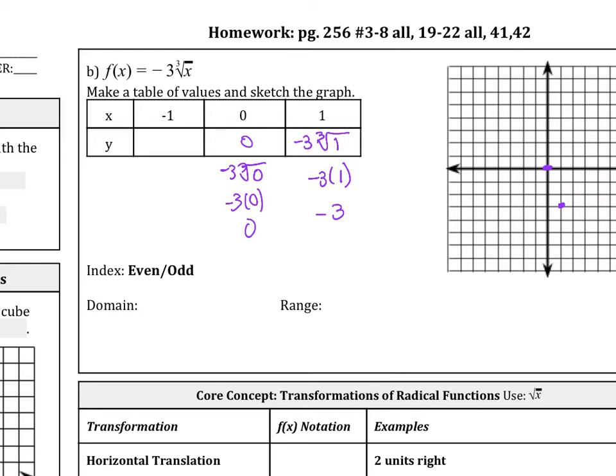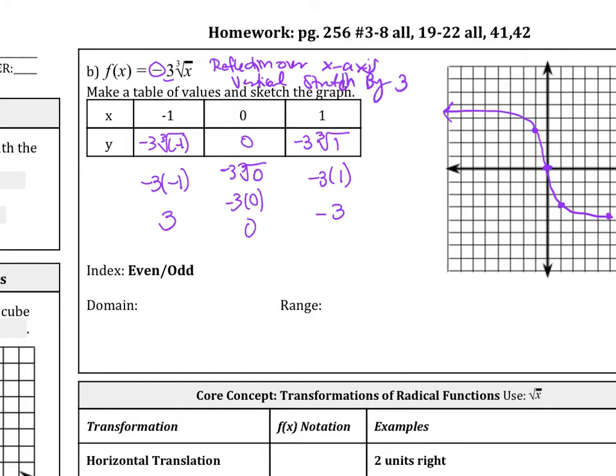If I plug in -1, do you know what I'm possibly going to get? Okay, well, hopefully maybe you got that. Cube root of -1 is still -1. So -3 times -1 is a +3. So it's up here. Okay, and then this graph looks like this. So knowing a little bit about our transformations, the negative is a reflection over the x-axis. And then the 3 in the front means it's a vertical stretch by 3. So remembering those transformations. Okay, so that's what that graph looks like.